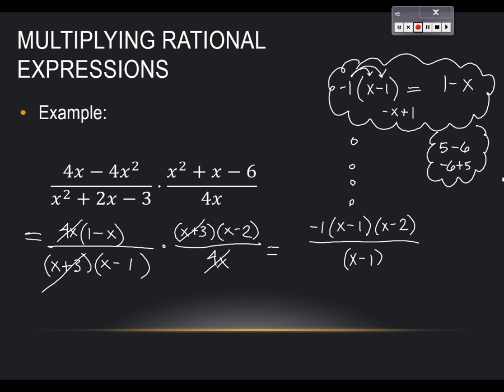I'm going to tell you why I want to write it that way. Why did I do that? Because now what can I do? I had a motive for doing that. I wouldn't normally ever factor out a negative 1 just for the heck of it. The reason I did it is because I kind of knew this would happen.